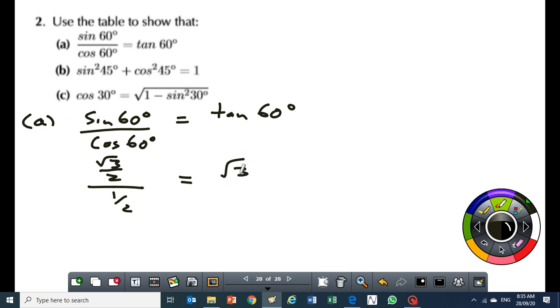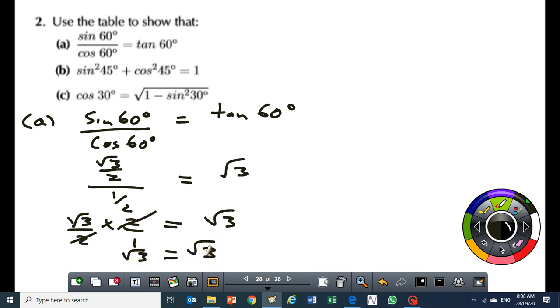So I need to simplify the left-hand side until I get square root of 3. That will give me square root of 3 over 2 times 2 over 1. That's equal to square root of 3. And these two cancel, so you end up having square root of 3 equal to square root of 3. Then you say, therefore, the left-hand side is equal to the right-hand side.